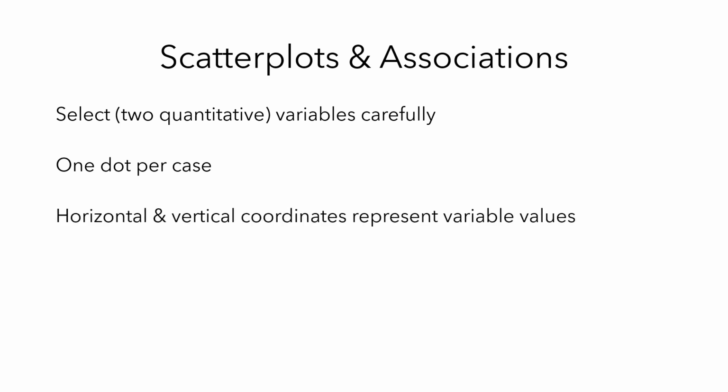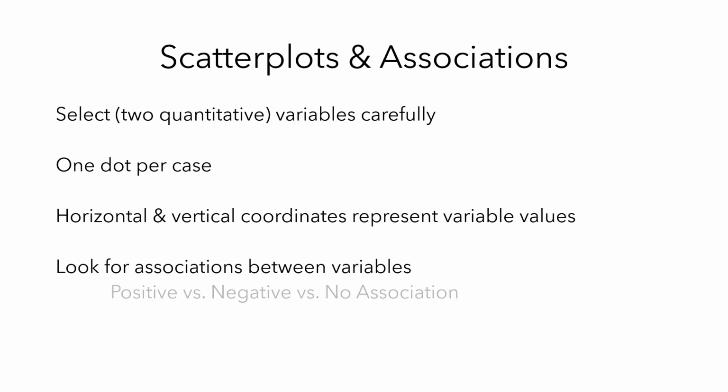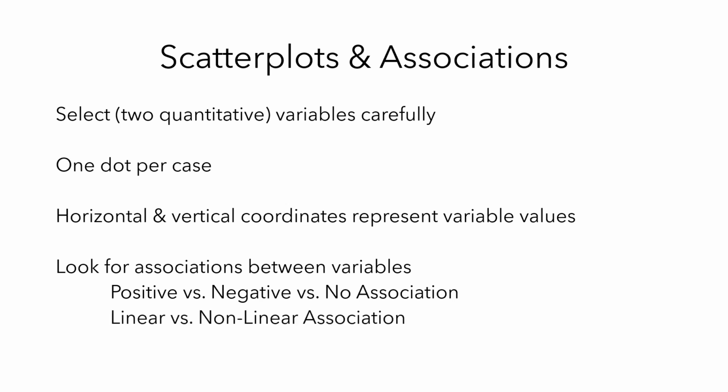Then the horizontal and vertical coordinates of the dot represent the variable values for that case. After creating the scatterplot, you can look for associations between the variables and characterize them in terms of a positive, negative, or no association between the variables. The associations can either be linear or nonlinear, and you can also identify outliers. In upcoming videos, we'll look at how to identify and describe these associations more precisely.